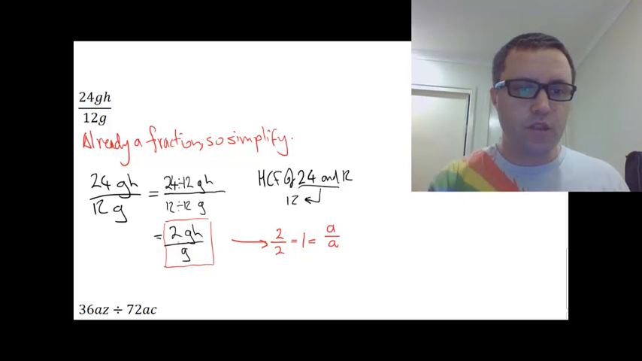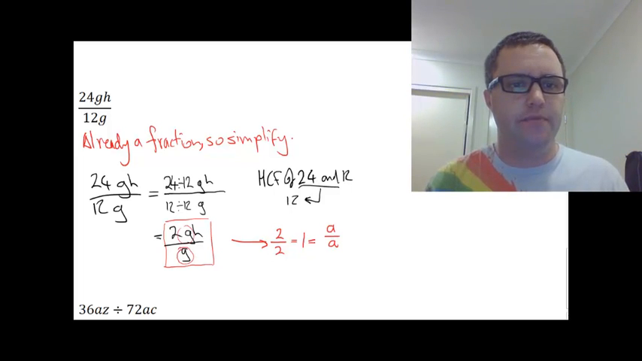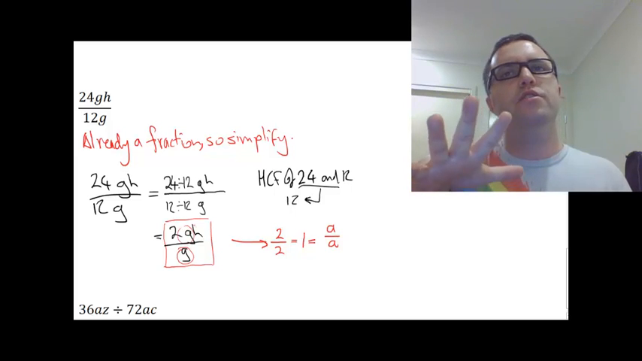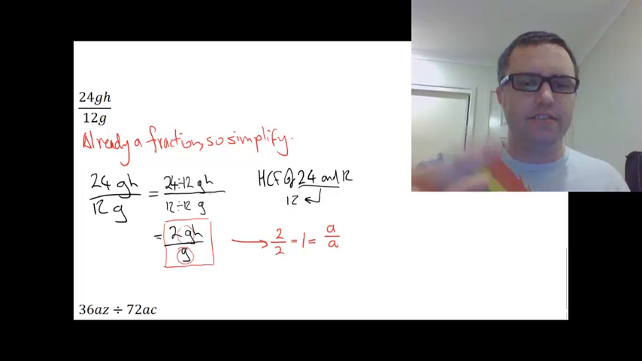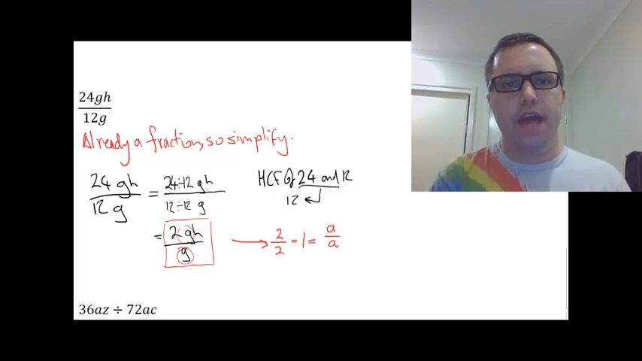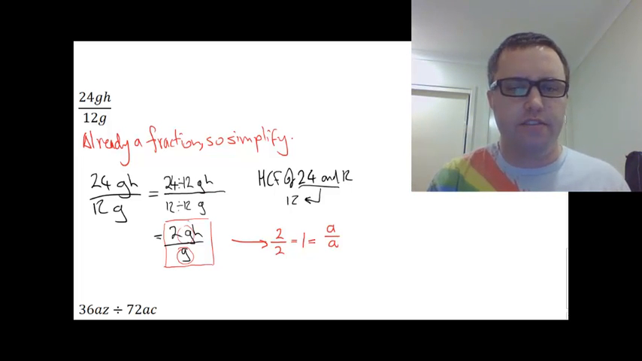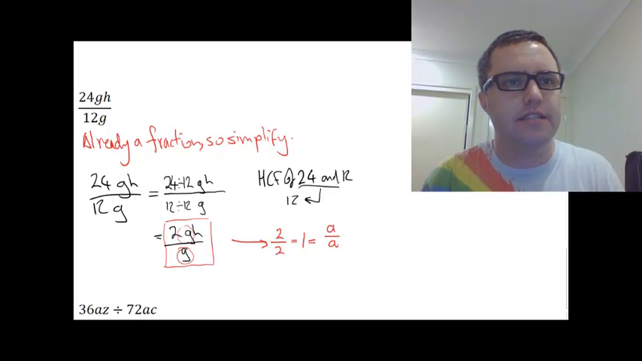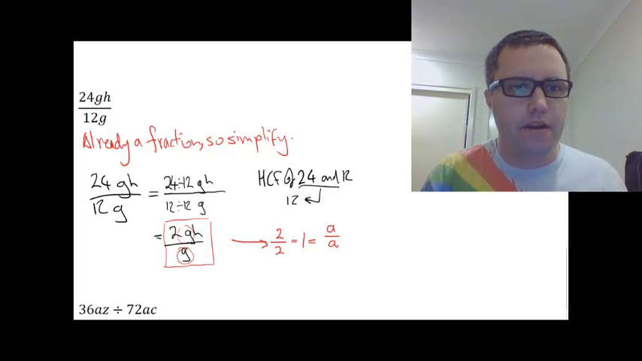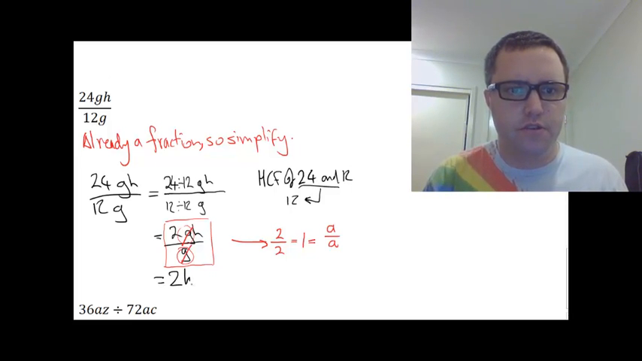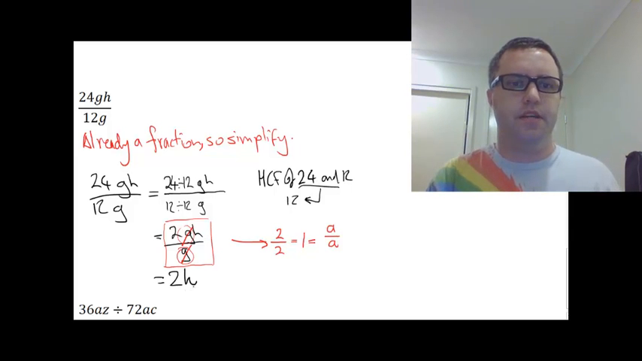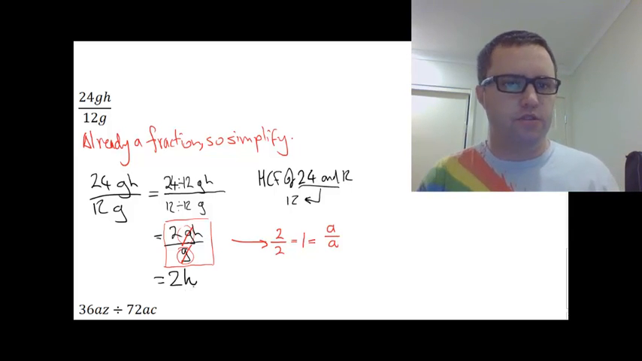We have a G over a G here. So in a way, what we call this is we cancel those G's out because they cancel each other to make a 1, all right? And if we multiply a 1 into this fraction, it doesn't do anything. So essentially we take them out. We cross out the G, and we are left with 2H, and that's it. That's all we need to do.